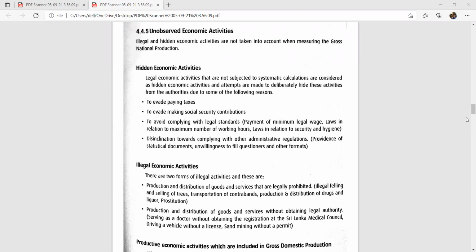They do this for a variety of purposes, sometimes to evade paying taxes, to evade making social security contributions, to avoid complying with legal standards. Here, they feel there are too many administrative regulations, or they want to escape from administrative regulations. Therefore, they are willing to hide such events from legal authorities.